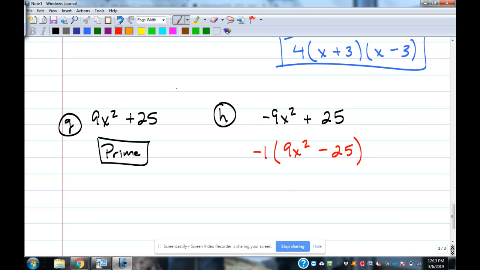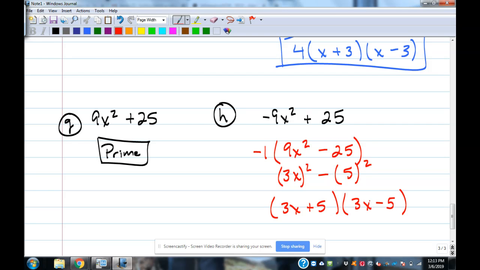And then that allows us to say, okay, well, 9x squared is something, and yeah, it's 3x, and 25 is 5. So that gets us the factors 3x plus 5, 3x minus 5, and then don't forget the negative 1 we pulled out at the beginning. It is easy. You just got to recognize the exceptional ones.